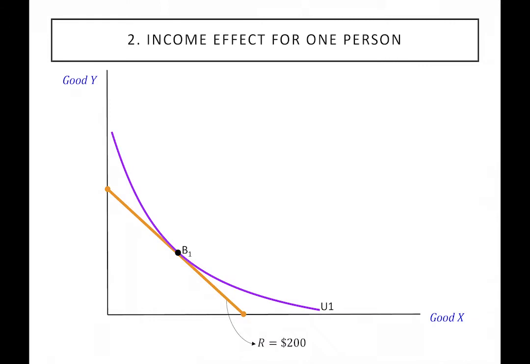Okay, let's take a look at the idea of changing a person's income. We've got an example with good X and good Y. Give the person $200. They choose to purchase the bundle B1, where we can call the quantity of Y, Y1, and the quantity of X, X1. Now, what happens if we double the person's income?